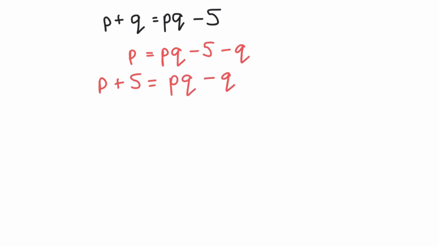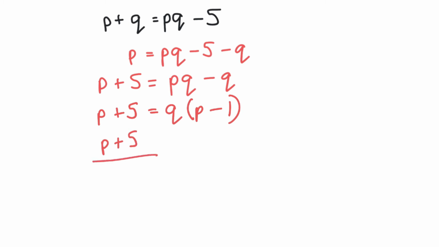Now all of the elements of the equation that involve q are on one side and everything else is on the other side. So now we can see that we've got pq minus q. Because q is there in both of the elements on this side of the equation, I'm going to take q out as a factor. That will leave us with p plus 5 is equal to q, p minus 1. Now we're able to divide both sides by p minus 1 and then q will be on its own, which is what we're looking for. So p plus 5 divided by p minus 1 is equal to q.